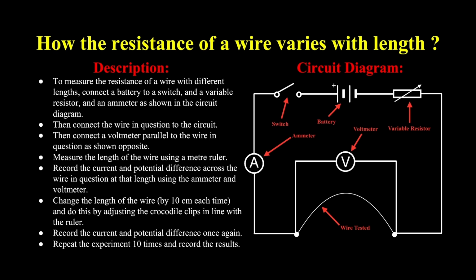Repeat the experiment 10 times. So each time, change the length of the wire by 10 centimeters and record the values for the potential difference and the current using the voltmeter and the ammeter each time you do this. But along with the potential difference and the current, you also need to record the length of the wire used.